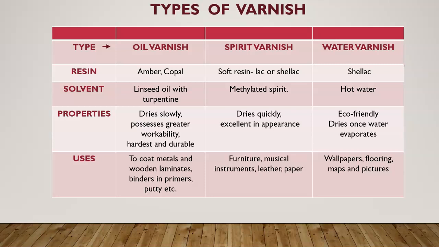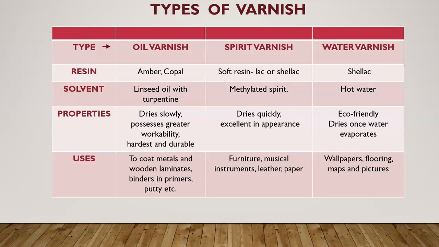The oil varnish is used to coat metals and wooden laminates, as binders in primers, putty, etc. The spirit varnish is mostly used for furniture, musical instruments, leather, paper, etc. While the water varnish is mainly used for wallpapers, flooring, maps, and pictures.